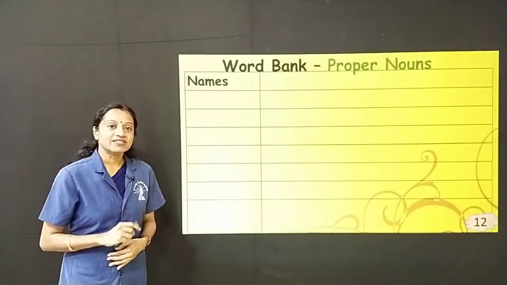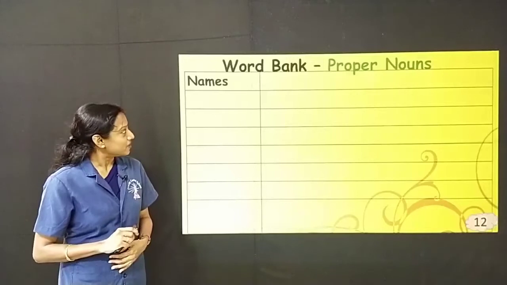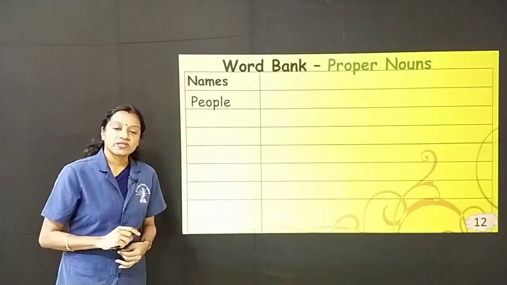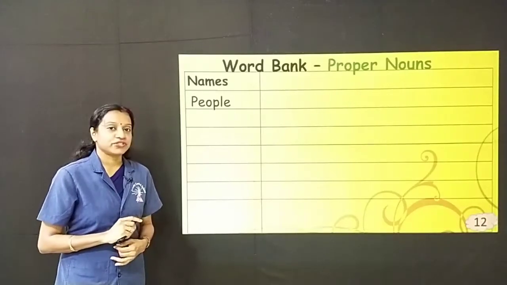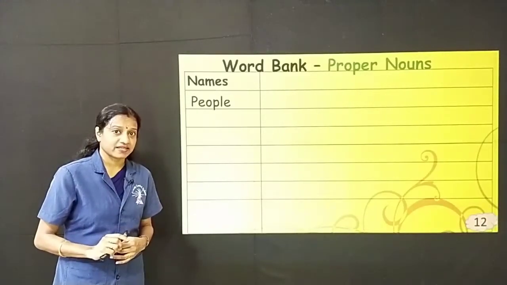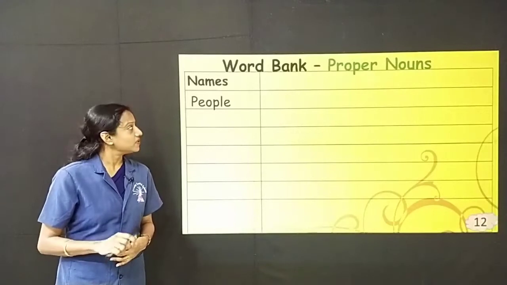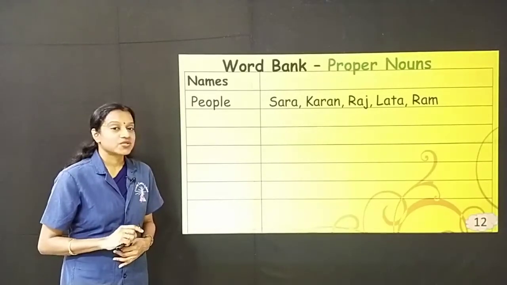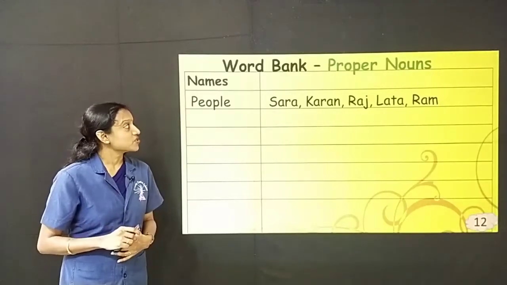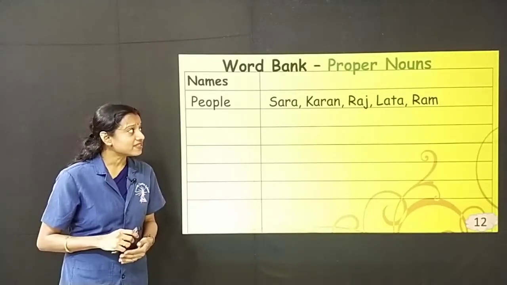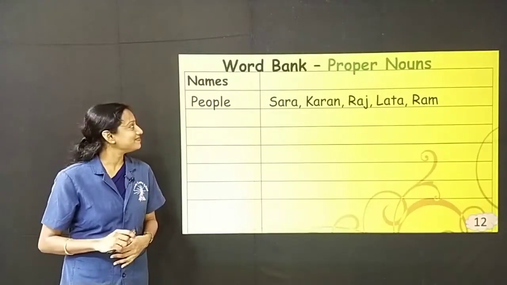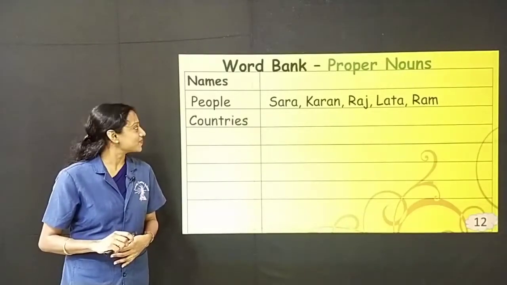Now let's look at the word bank. So names, people here, children. This will be on page number 12. You can open this book when I read it for you. I have made some changes there for some names and all. See, they all begin with capital letters because they are the proper names. So Sara, Karan, Raj, Lata, Ram. They are the names of the people.